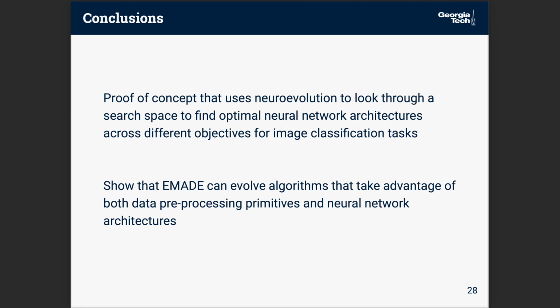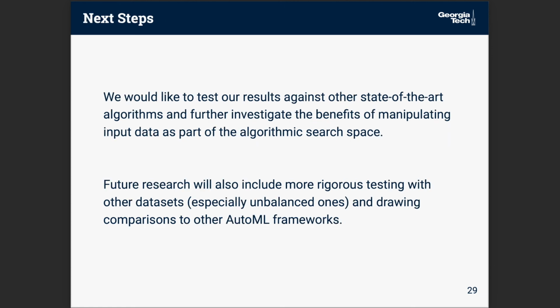In this work, we show a proof of concept that uses neural evolution to look through the search space to find optimal neural network architectures across different objectives for image classification tasks. We also show that EMADE can evolve algorithms that take advantage of both data preprocessing primitives and neural network architectures.